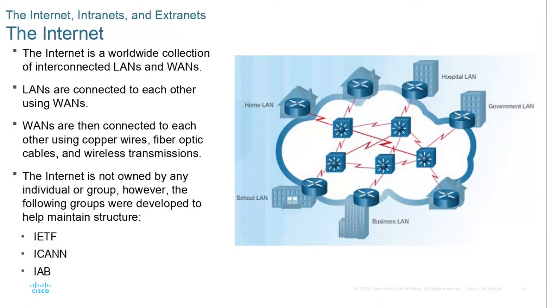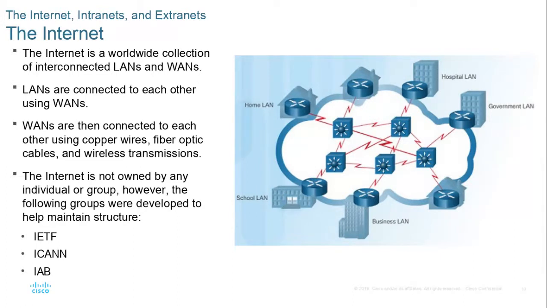The internet is a bunch of LANs connected together using a bunch of leased circuits. They can use copper cable, fiber optic cable, or wireless transmissions. And the internet itself is a whole global thing. It's not owned by any individual government, although the United States government acts like they own it and they should be able to run it.